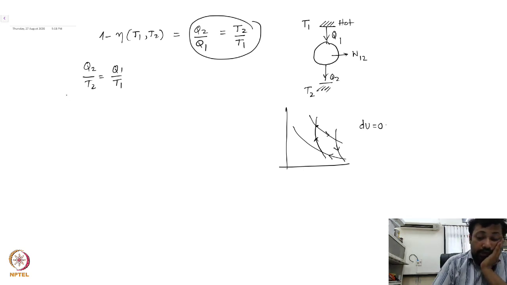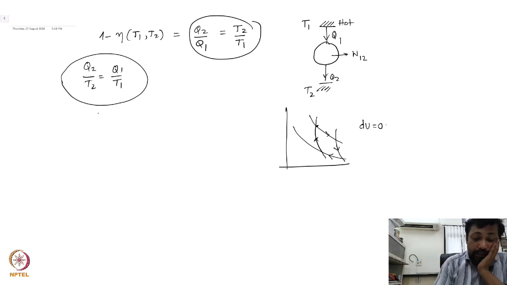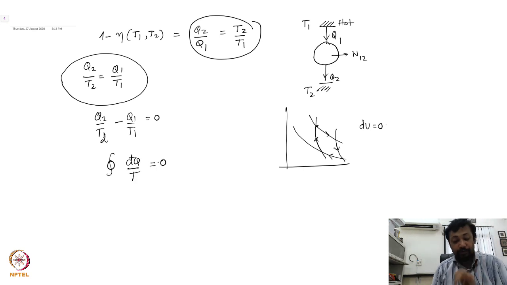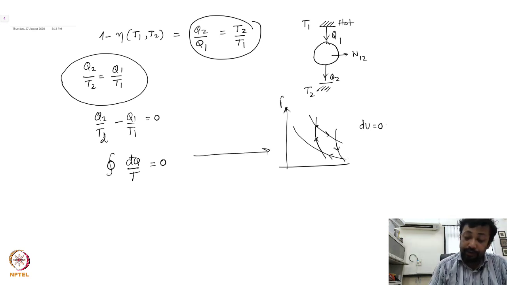But if you just look at this equation, in this whole process, I can again write down this equation as Q2 over T2 minus Q1 over T1 is equal to 0. But the left hand side is clearly the closed integral of d-cut Q over T is equal to 0. Because if I am to apply this integral for this particular machine, the PV diagram for the Carnot engine, let's look at this integral.